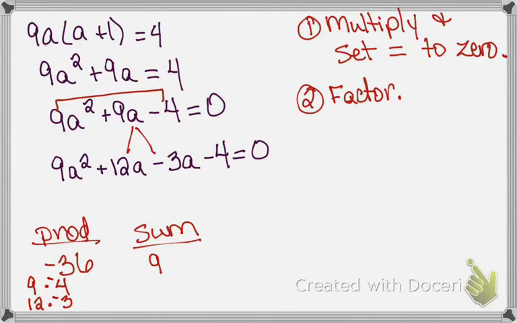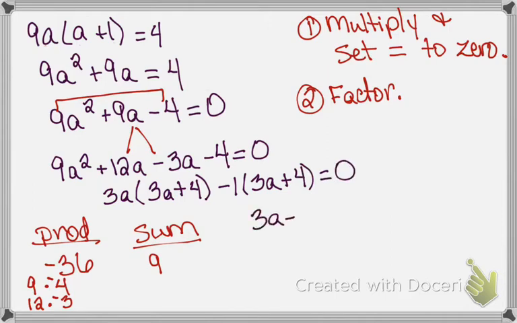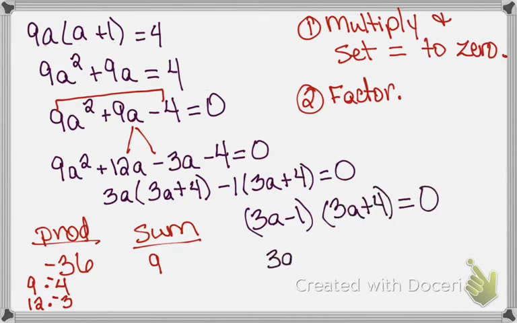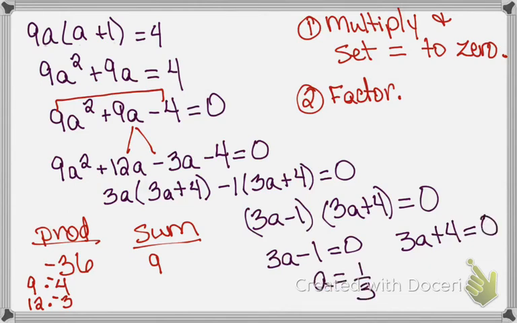Sorry, guys, I know we're out of time. I'm going to take 3a out of the first one. I'm going to get 3a plus 4. I'm going to take negative 1 out of the second one. Okay, so my factors are 3a minus 1 and 3a plus 4. I set each one equal to 0, and I solve. And I will get fractions. Okay, for this one, I get 1/3. For this one, I get negative 4/3. Okay.